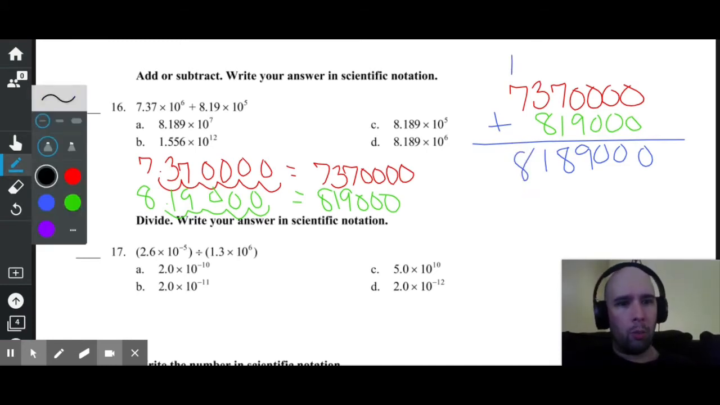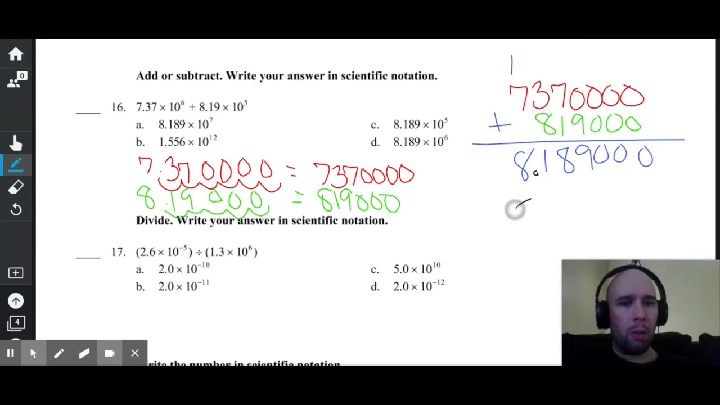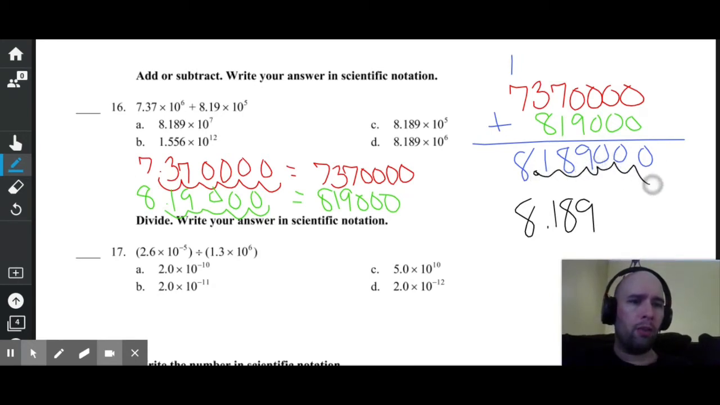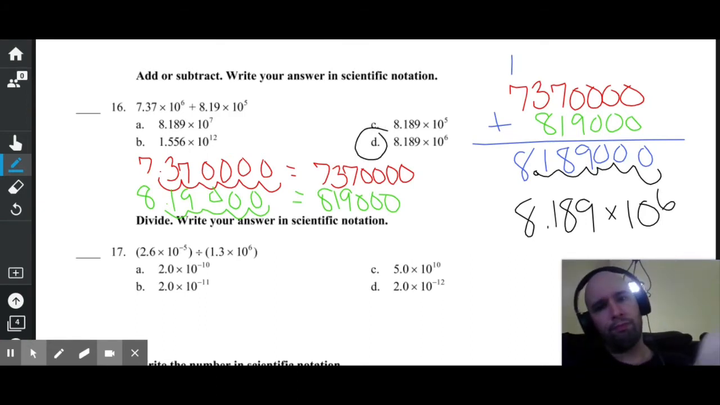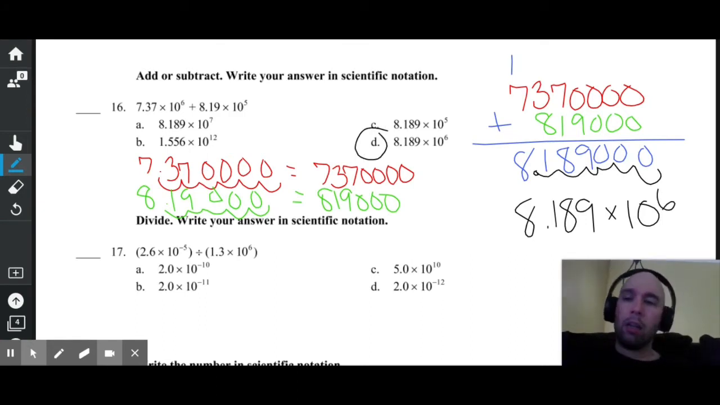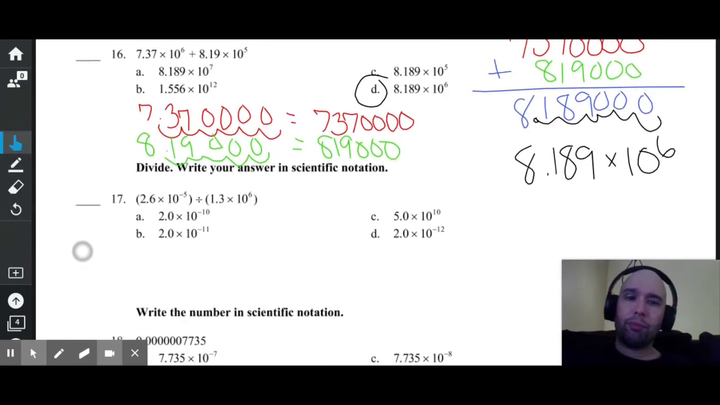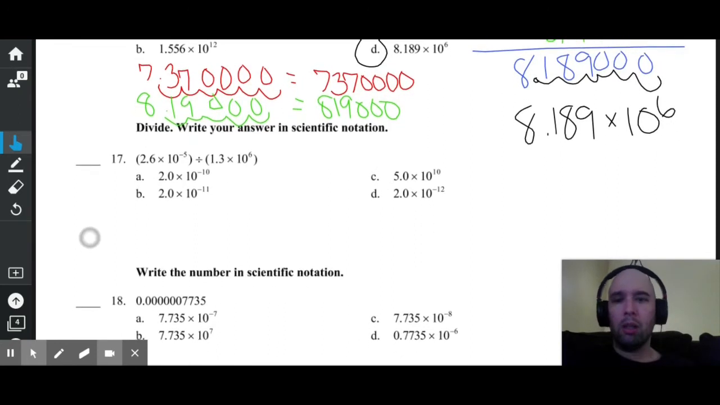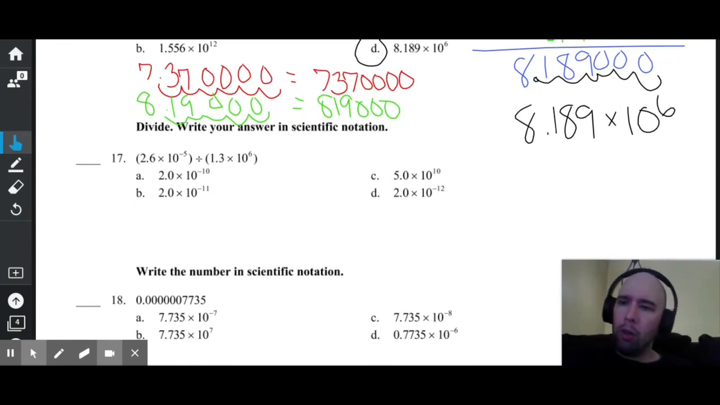Now I have to put it back in scientific notation. So that dot would go right there. It's going to be a positive exponent, and I'm going to move it to the right 1, 2, 3, 4, 5, 6 times. And then that takes us to 7. A calculator would be so much easier, although this one's not so bad.